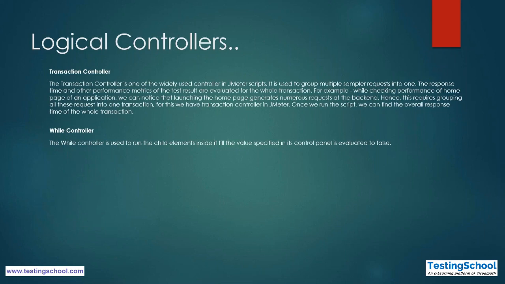Next is while controller. While controller should be used to run the child elements till a specific criteria is met. So if you have a requirement to run a particular segment until a certain criteria is met, then we will use the while controller. That means it will go on executing a certain segment multiple times until the criteria is met.